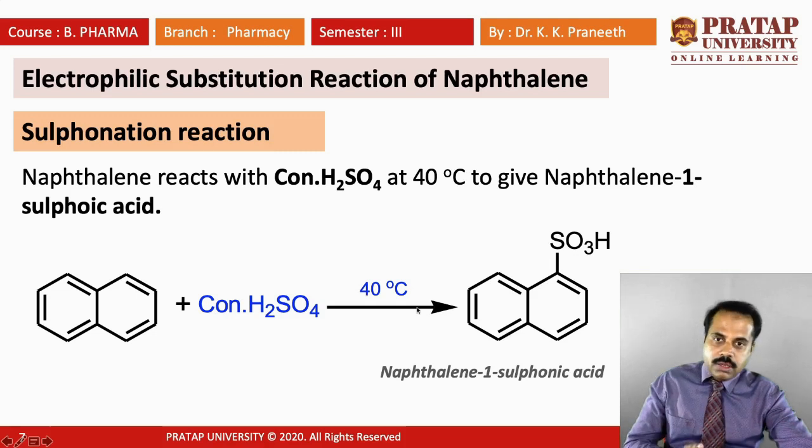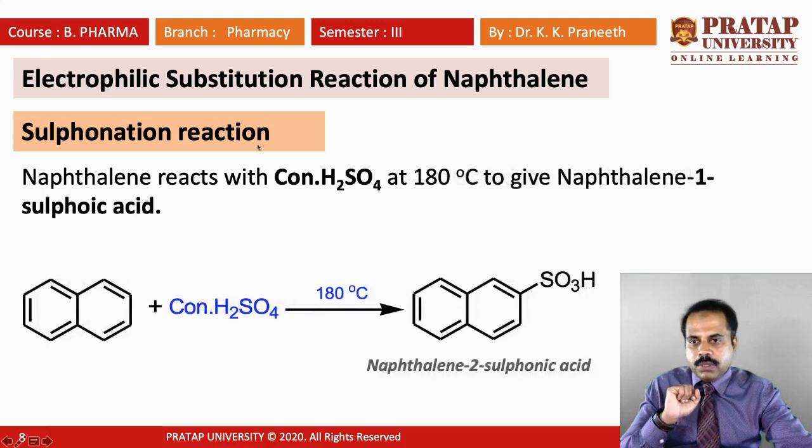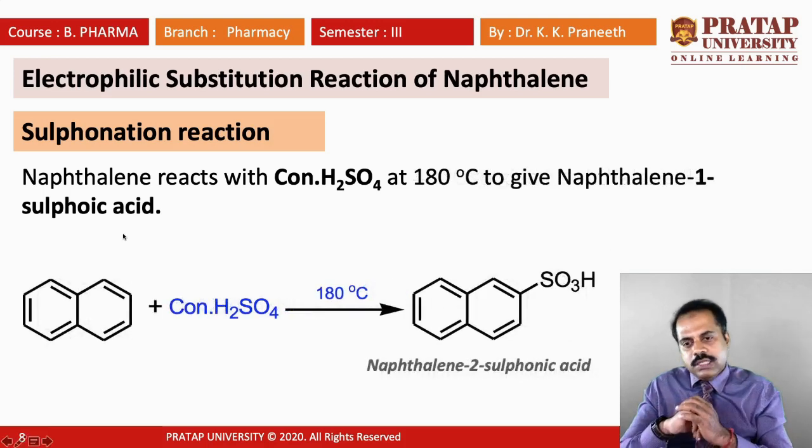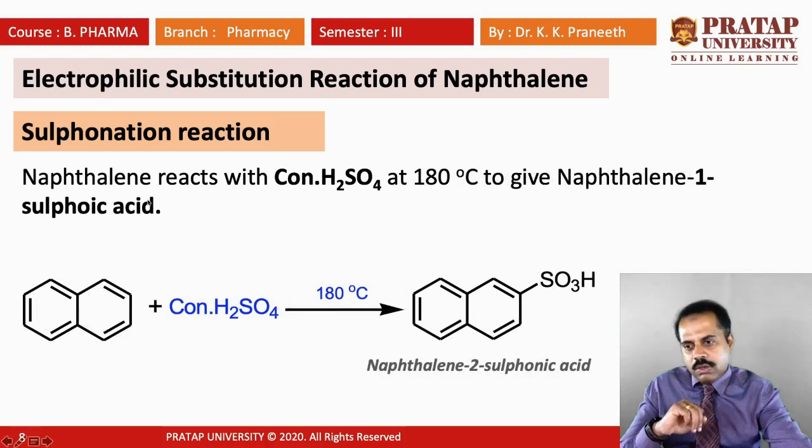I said we can also get 2-sulfonic acid in this case. I will tell you why we get 2-sulfonic acid as a product, why that is also forming. If we change the reaction condition, let's say if we give more heat, naphthalene plus concentrated sulfuric acid, we heat it at 180 degrees Celsius.